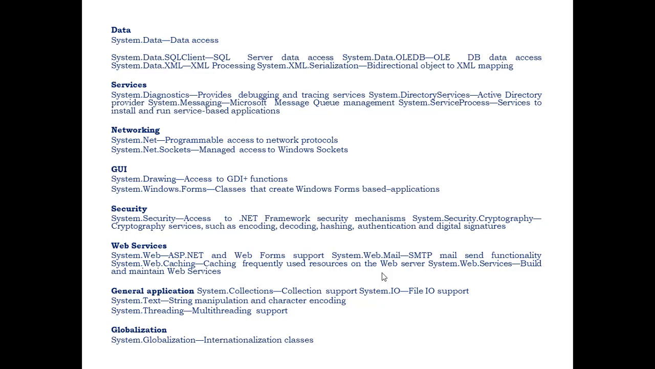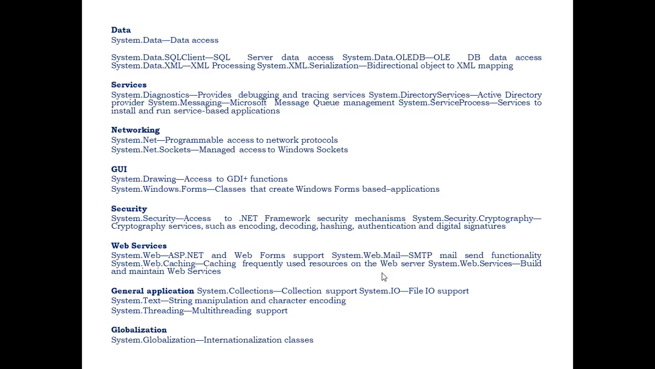System.Data is for data access: System.Data, SqlClient, XML, and OleDb. These are used for data accessing with the help of the data namespace. Services: System.Diagnostics, System.Messaging, and directory services, helpful for any type of application. Networking: System.Net and System.Net.Sockets. These help with network protocols as well as Windows sockets.